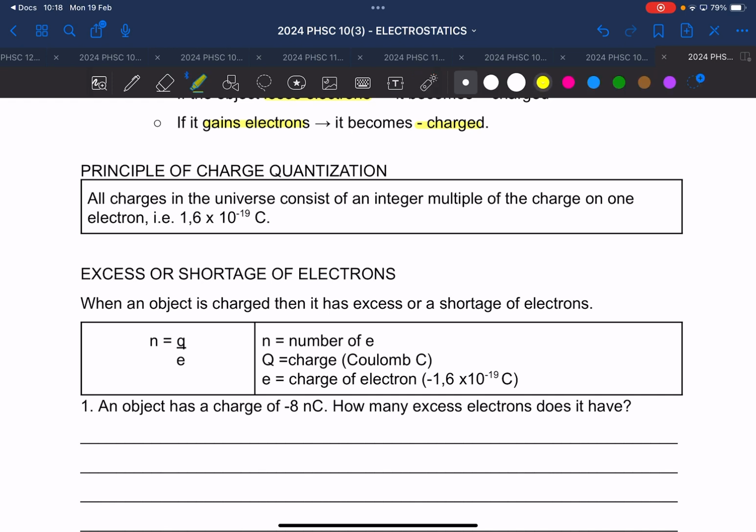Alright, then the first principle there is the principle of charge quantization. It says there, the definition: all charges in the universe consist of an integer multiple of the charge on one electron.